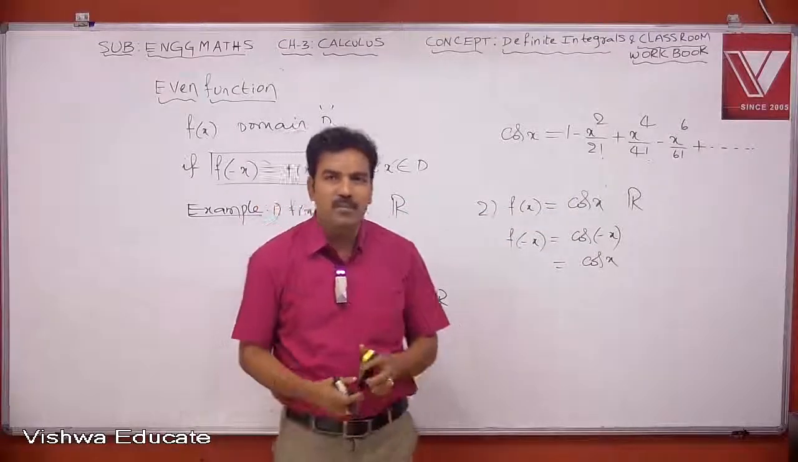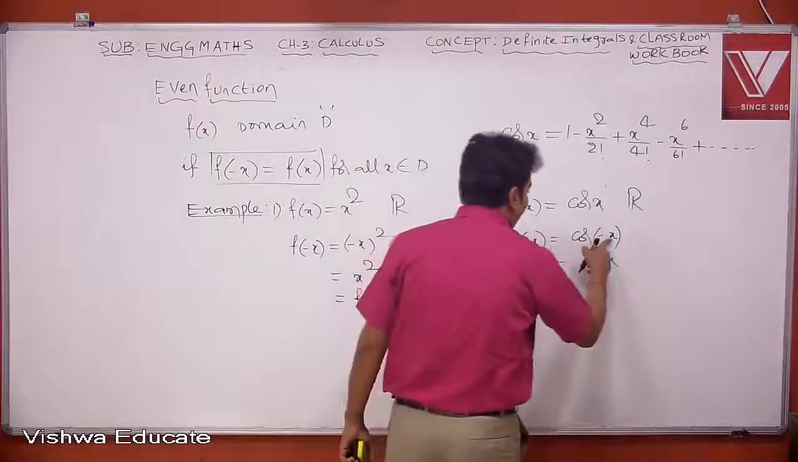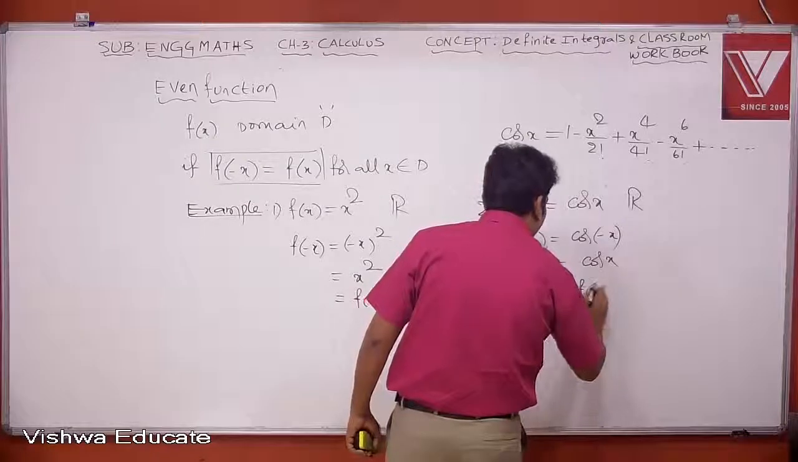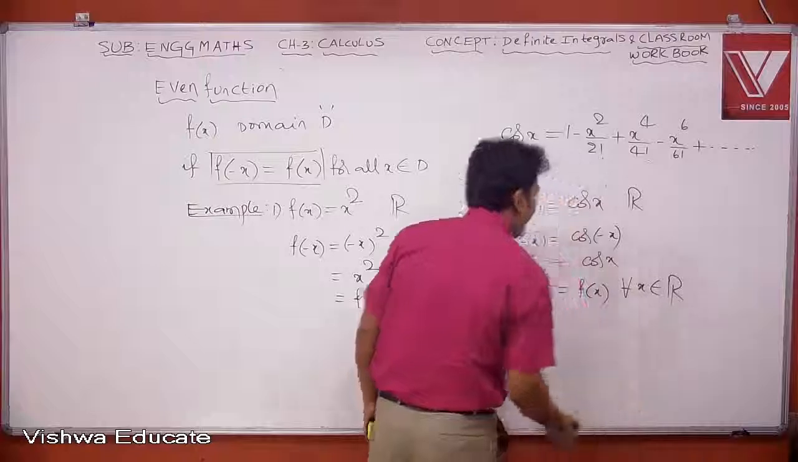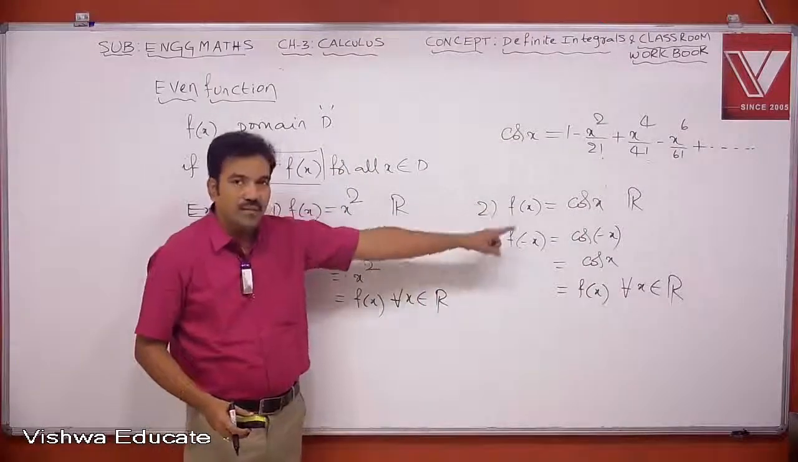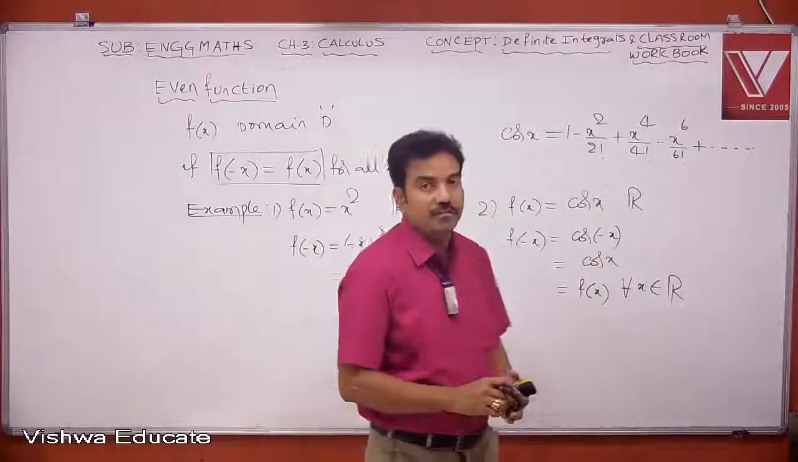So even when you replace x by minus x, you get back the original quantity. Therefore, in this case, when you replace x by minus x, again you will get cos x. So this is f of x for all x belonging to R. Therefore, this is an example of an even function, and this is an example of an even function. Okay, write the definition of an even function.